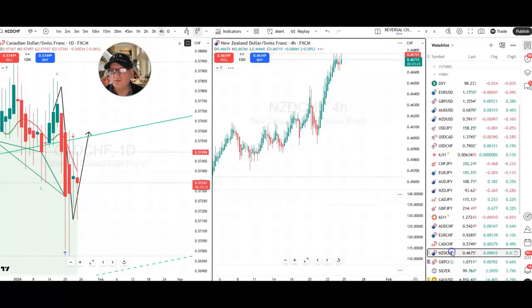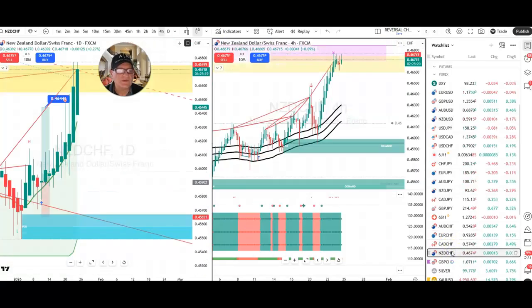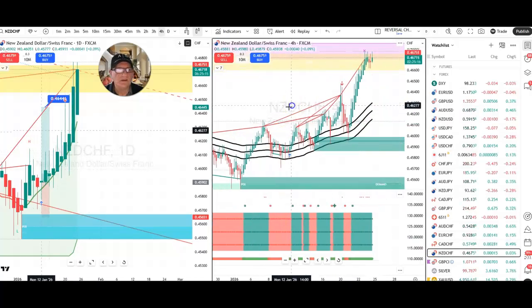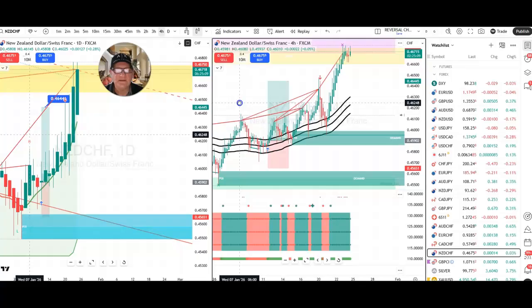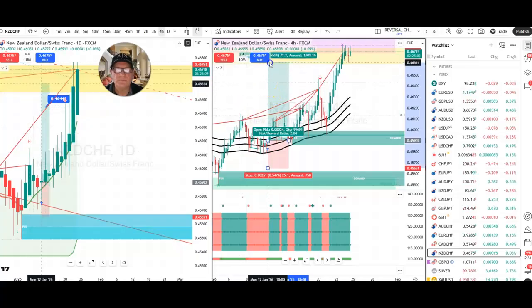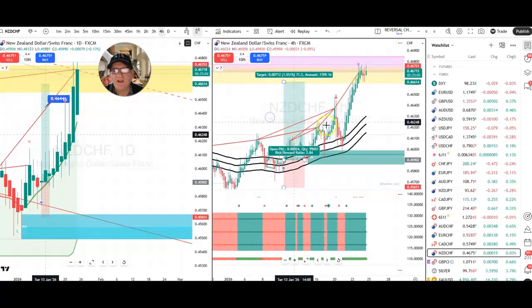I'm just flicking through so you can see. Look on the left, look on the right. We had a nice move here, didn't we? If we simulate, sync that, we can see that that was our move here. We could have had a bit more, could have gone a bit higher.